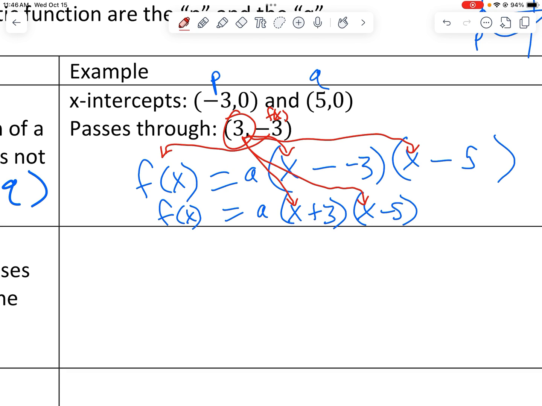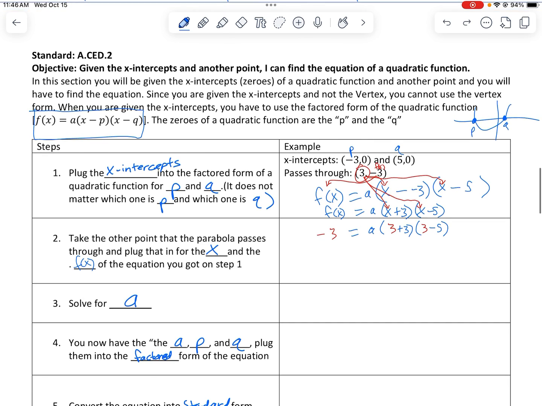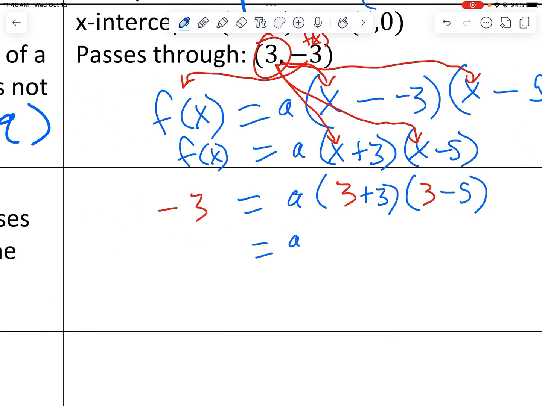And so let's go in and fill that in. So we got -3 for the f of x side, and then over here on the right, we got a times something plus 3, and then something minus 5, and that something is the 3 that's in there. That's straight from the point right here. That's the x. So now we have these numbers in, we can finish solving for a, which is our next step. Let's simplify the right side here. 3 plus 3 is 6. 3 minus 5 is -2. And 6 times -2 is going to be -12. So we can make it -12a.